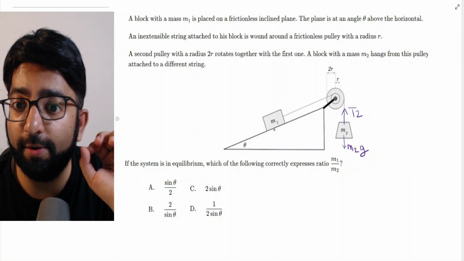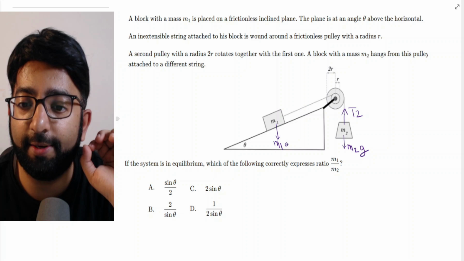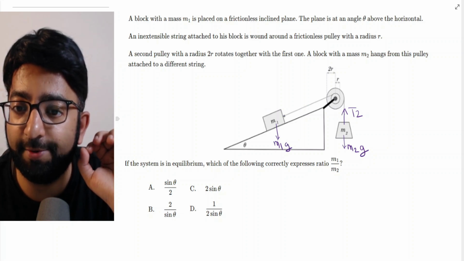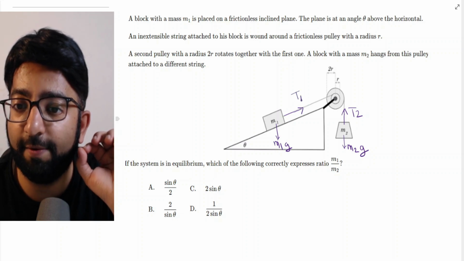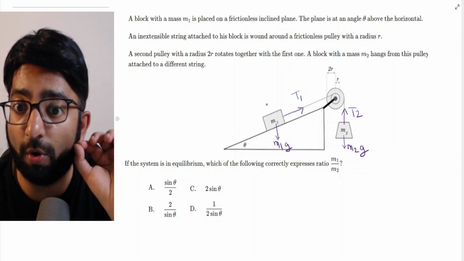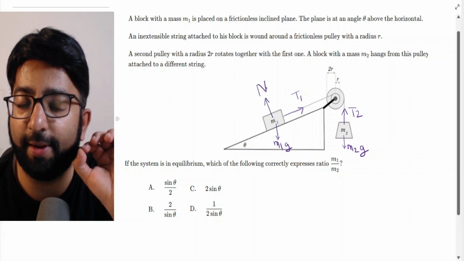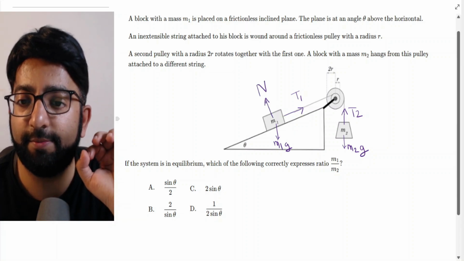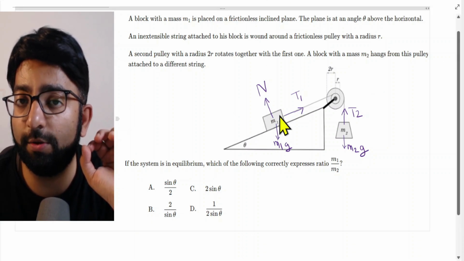Now coming to M1, the different forces acting are M1G, which is the weight of the object acting downwards. Then we have the tension acting along the string away from the object. Let's call that T1. And since M1 is in contact with the surface, it is going to have a normal reaction going this way, perpendicular to the inclined plane. And since the inclined plane does not have any friction, there will be no friction acting on the block.